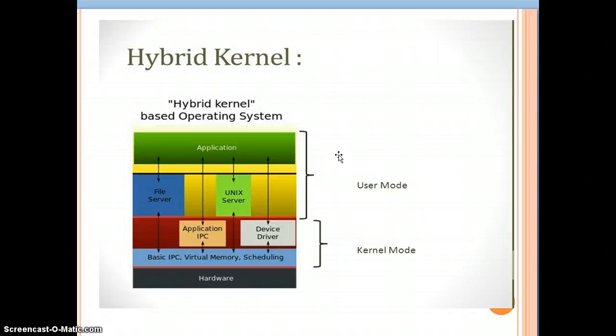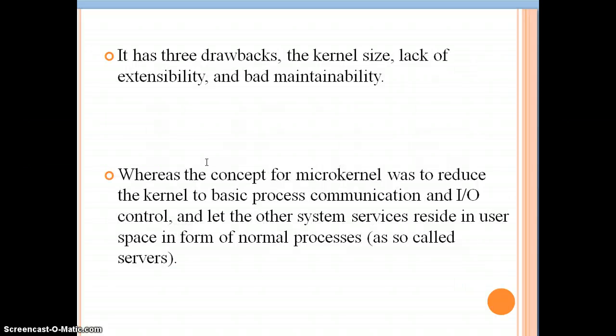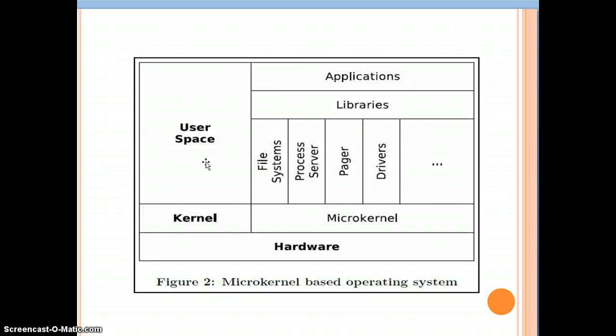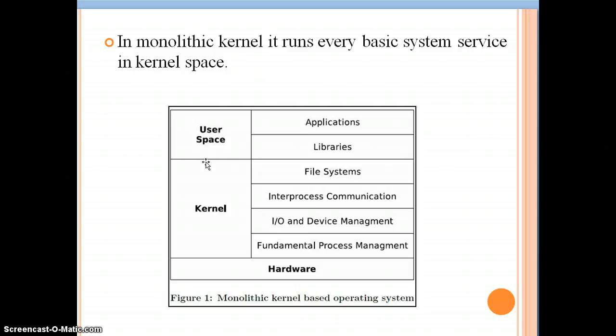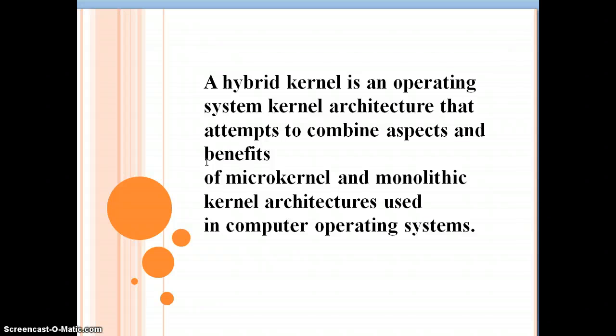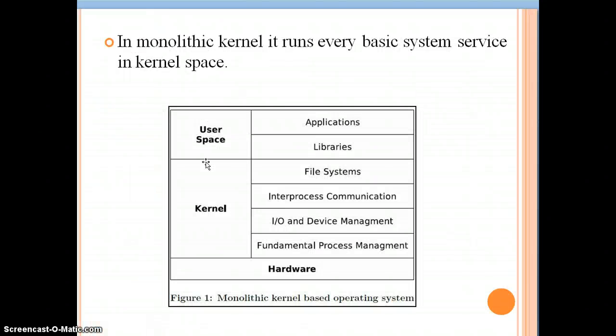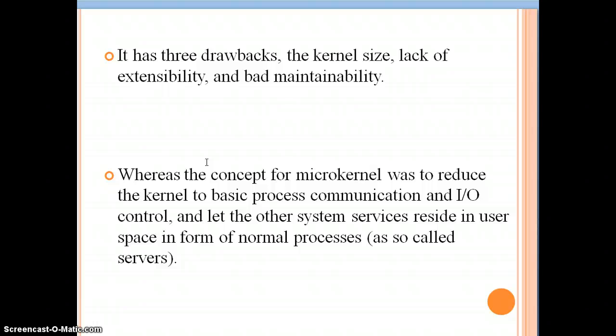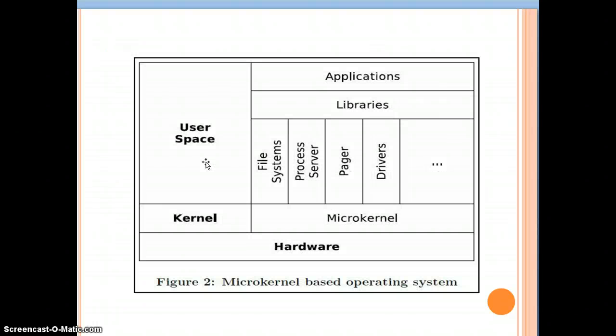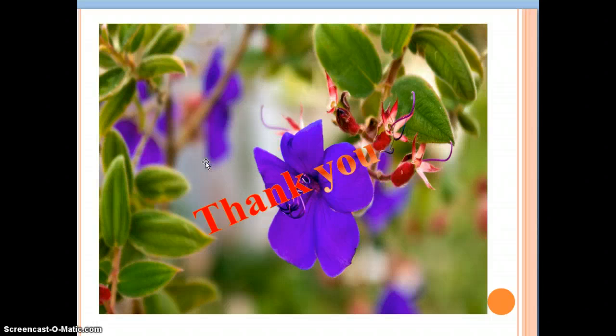So the hybrid operating system is formed by the combination of the two kernels, the microkernel and the monolithic kernel. We have seen the diagrams of the hybrid kernel and of these two kernels. We can conclude that the hybrid kernel is the combination of these two kernels: by combining the benefits, avoiding the drawbacks of the monolithic kernel, and using the benefits of the microkernel, the hybrid operating system is formed.